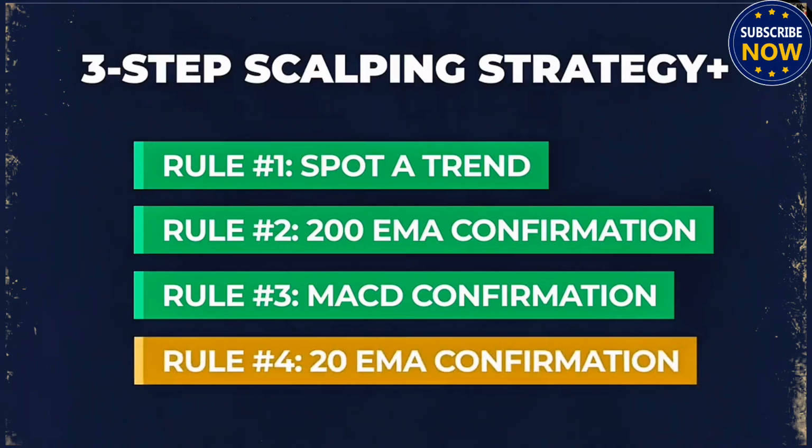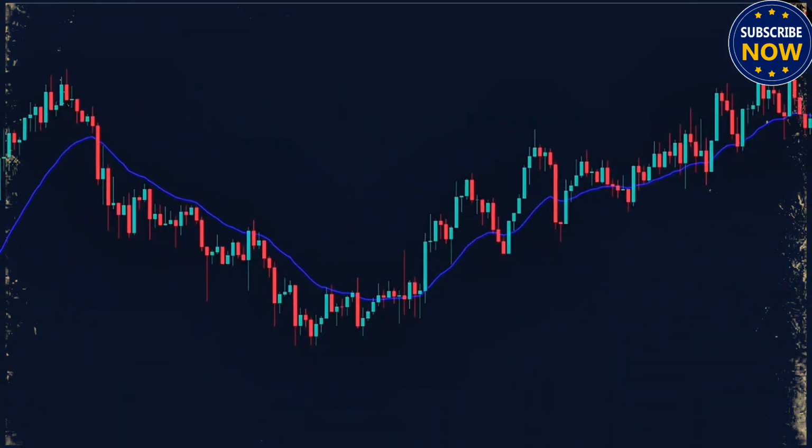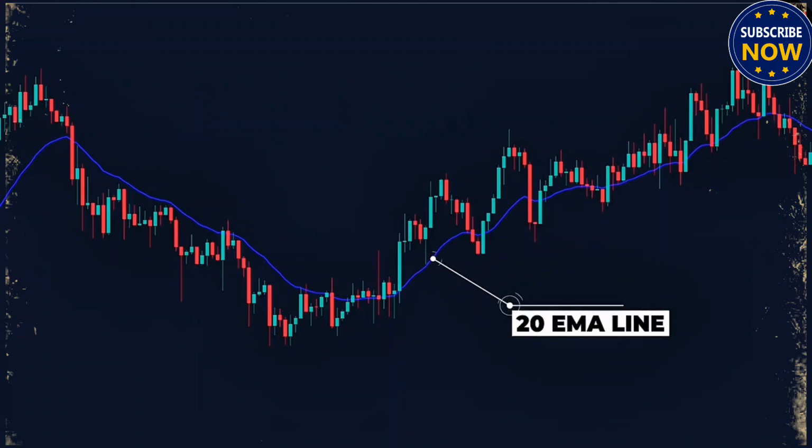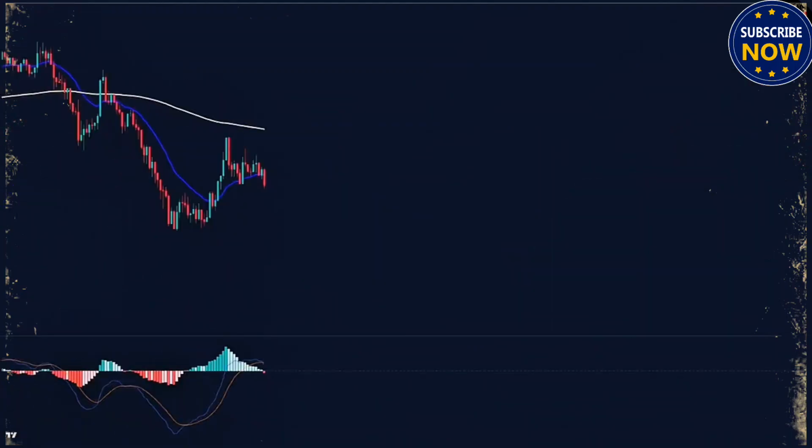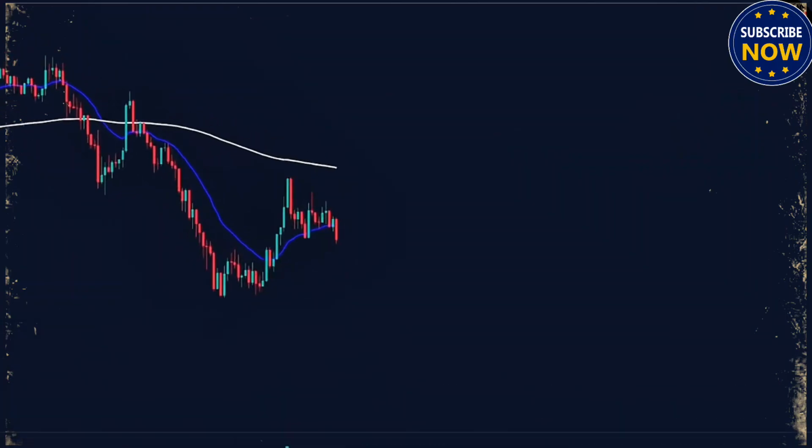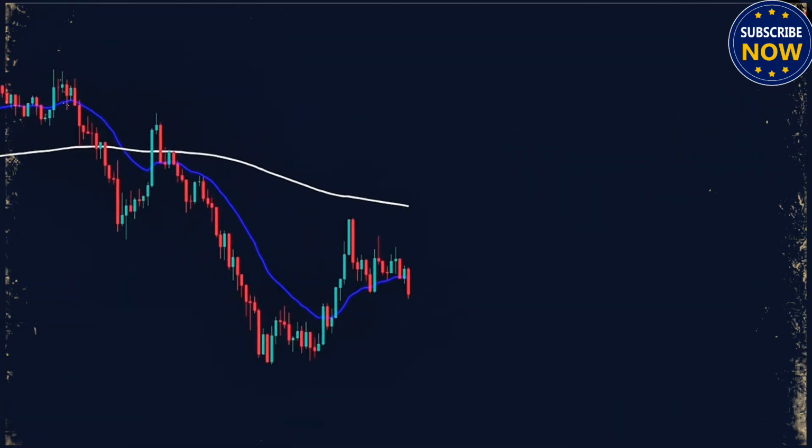We simply add a 20 EMA to the chart and watch how the price reacts around that line. This becomes our final confirmation. It's super simple. When the price is above the 20 EMA line, it confirms an uptrend. When the price is below the 20 exponential moving average, it confirms a downtrend. Now, let me show you one of my recent trades and walk you through all 4 rules step by step.